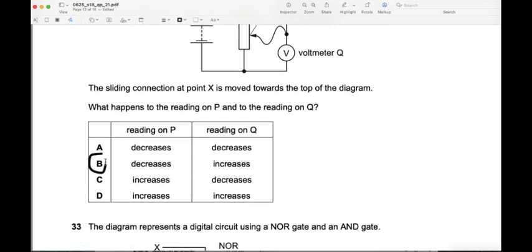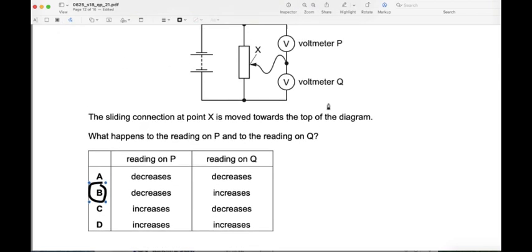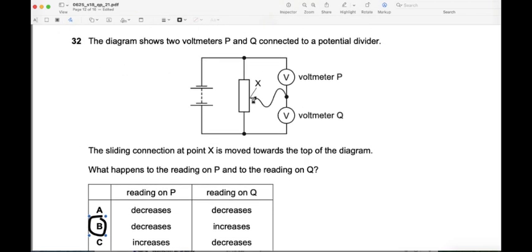If we move this variable resistor up, if we slide this connecting contact up, the voltage measurement here will decrease, will be lower, because you move this one up, and the voltage output at Q will increase, will be bigger. Okay, so that's that for this circuit. We'll move to the next question.